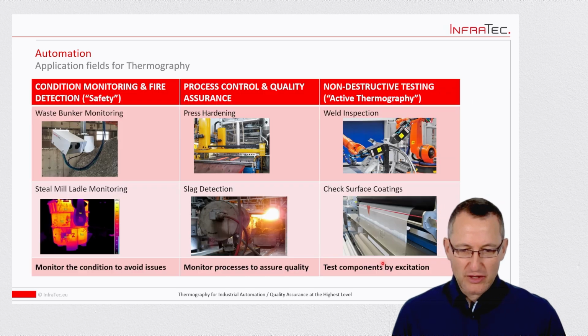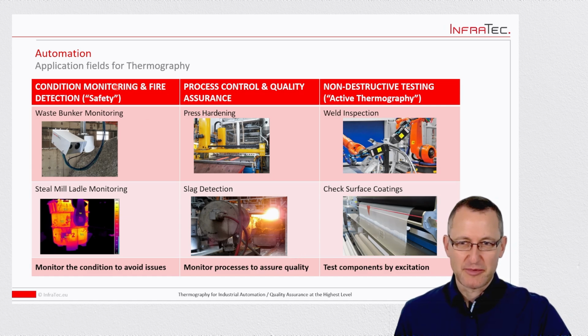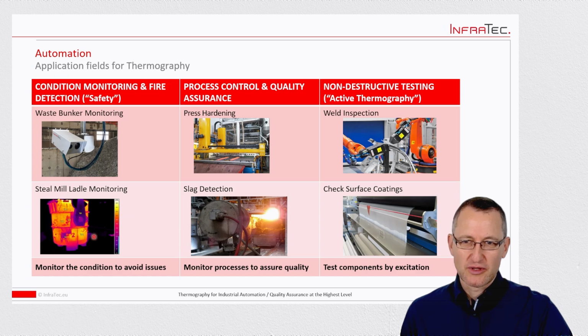So let's now move on. In terms of application fields, we have three different application fields. The first is condition monitoring, where we monitor processes and conditions to avoid fire, in terms of safety. One example is waste bunker monitoring to prevent fires. Another one is steel mill ladle monitoring to avoid that it gets too hot and melts.